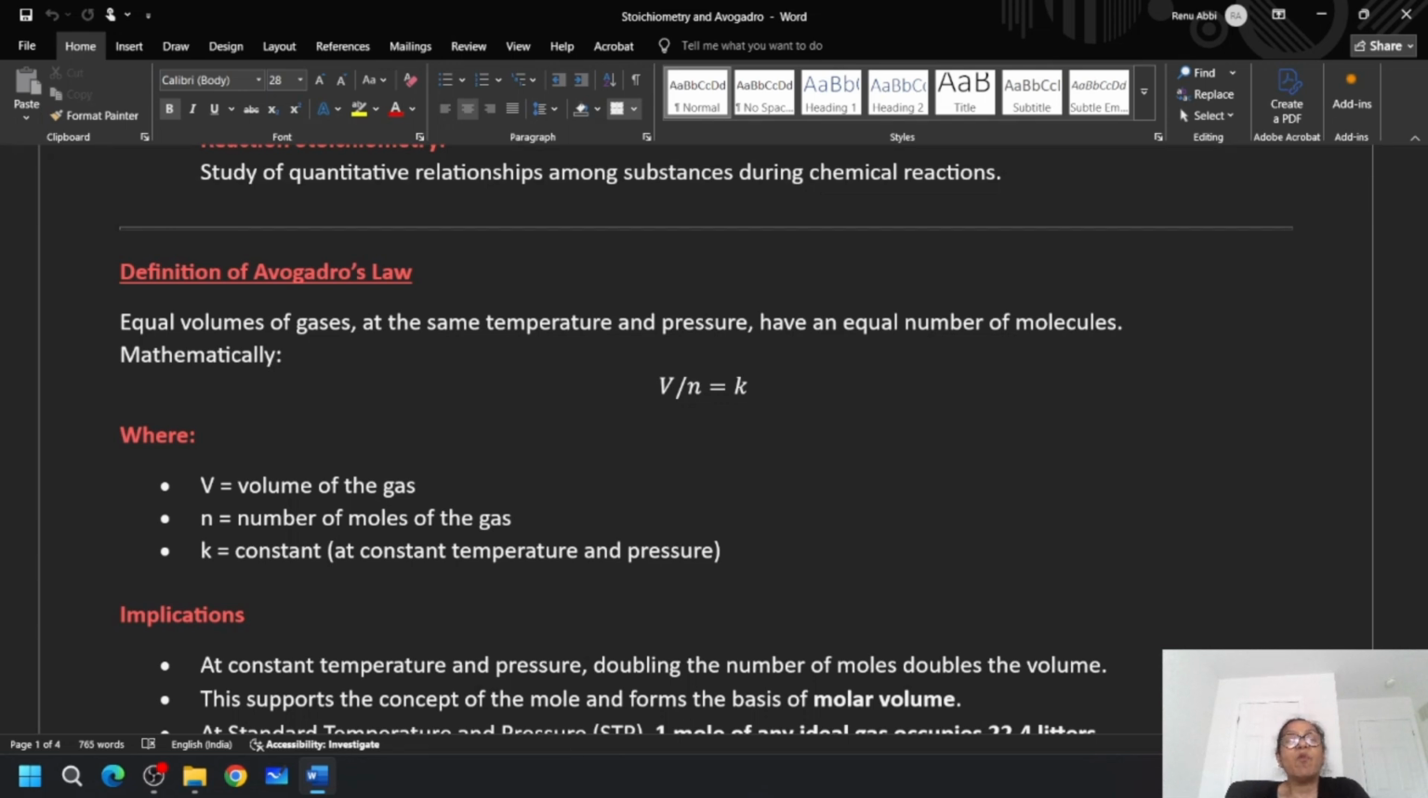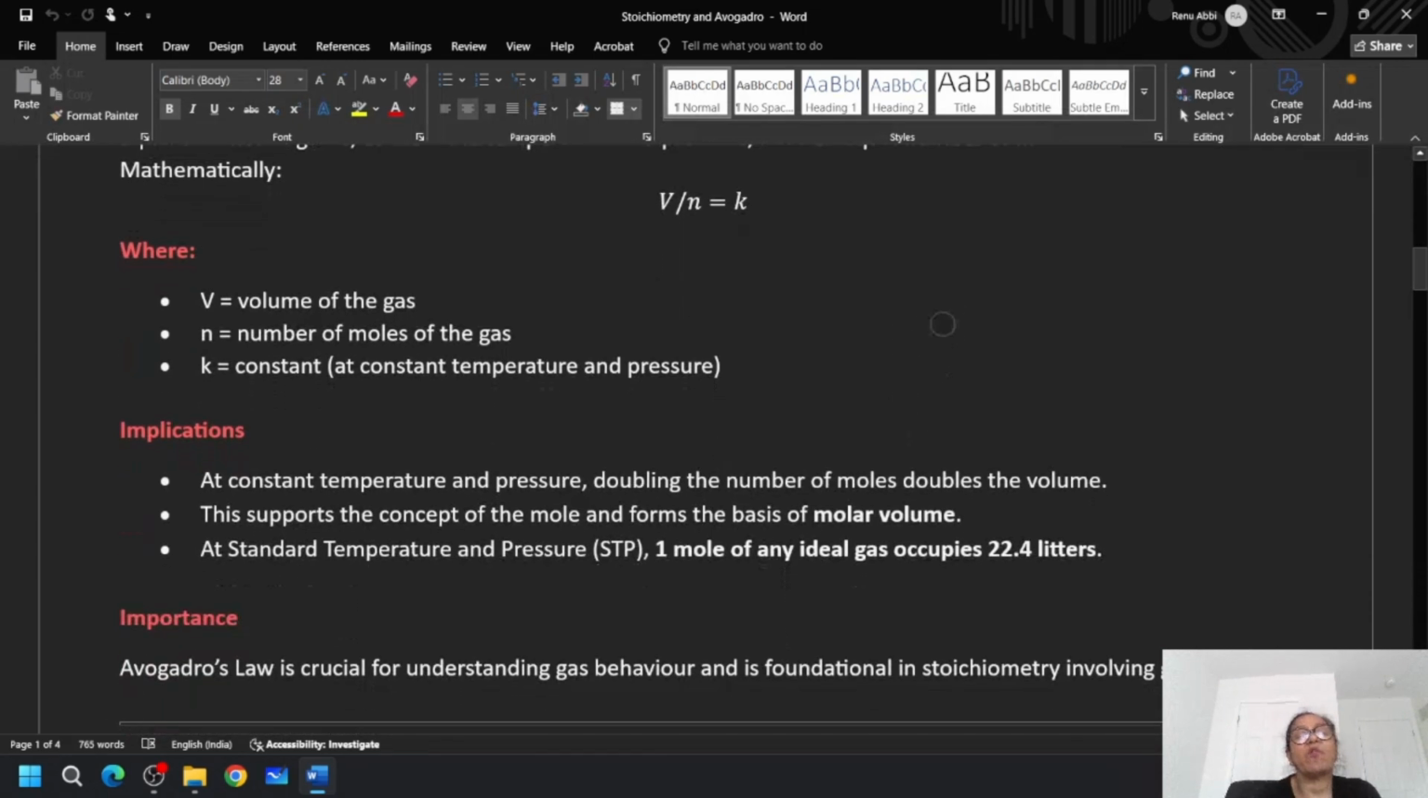If we introduce the formula over here, then V upon n is equal to K. What is V? V is the volume of the gas and n is the number of moles of the gas used in the chemical reaction. And what is K? When volume and moles are divided, it gives a constant, in which two conditions are taken, that is temperature and pressure, then it gives the value of the constant K.